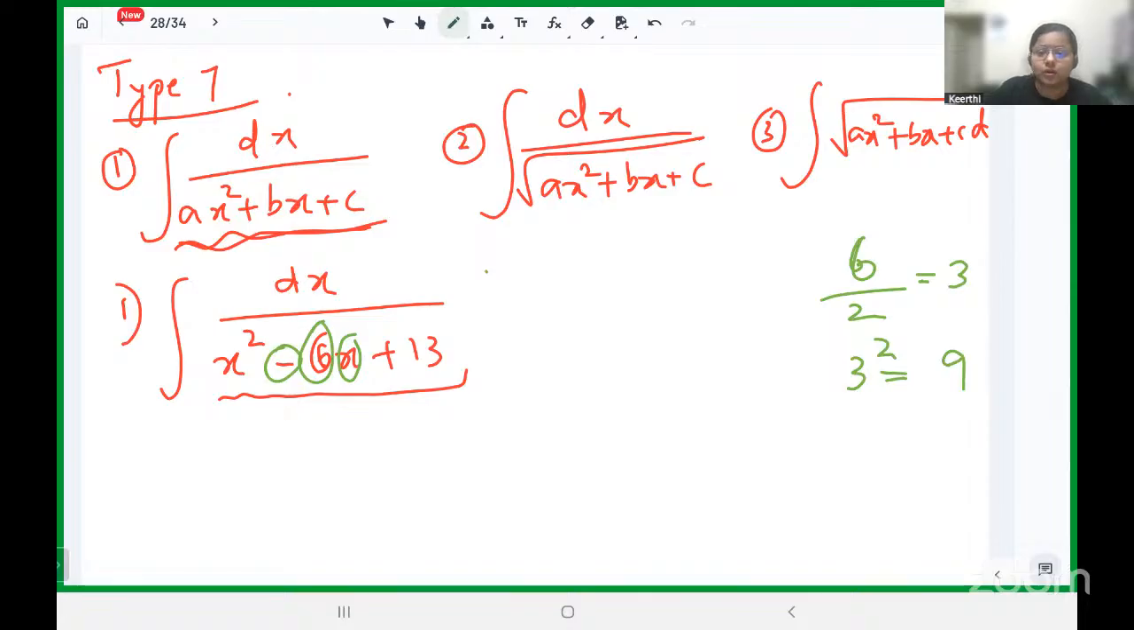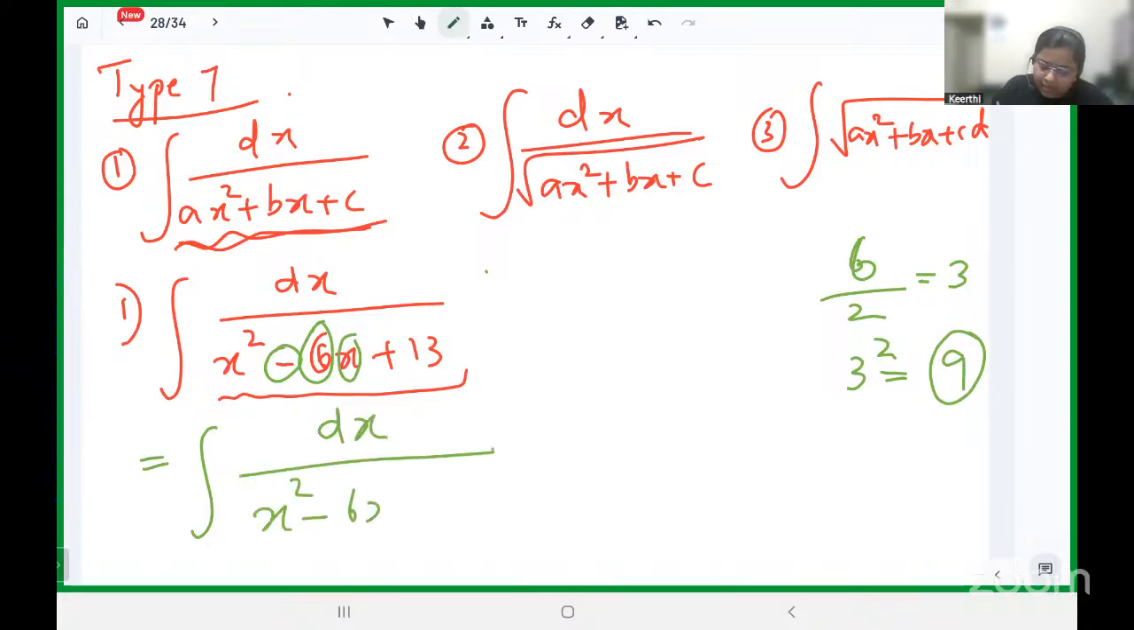So what I have done here? Take the coefficient of x, take half of it. Here the coefficient of x is 6, half of it becomes 3, and then square it. 3 square is 9. Now what I'm going to do is add and subtract this 9. That is, integral dx by x square minus 6x, then you add 9, then you subtract 9, plus 13.